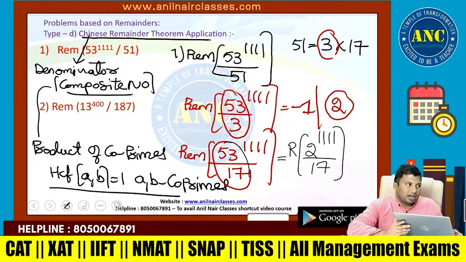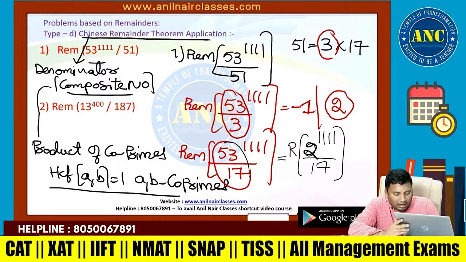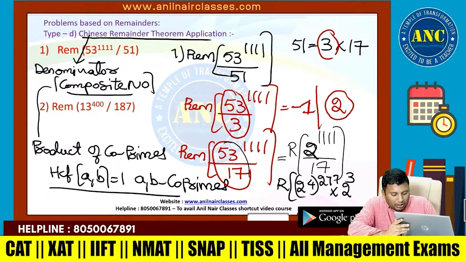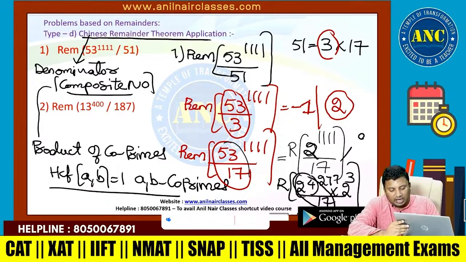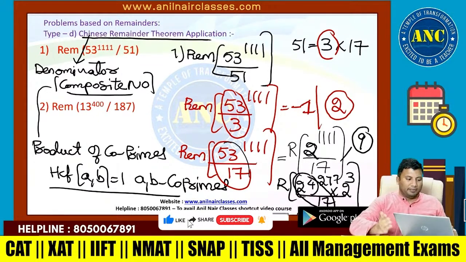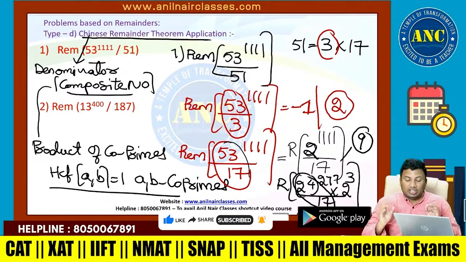Till here clear, right? So this will become, with one answer option we did, with two answer options, 2 power 11111. This is nothing but 2 power 4 power 277 into 2 cube divided by 17. 16 divided by 17 is minus 1, minus 8. Positive remainder is 9. This step, is it clear?